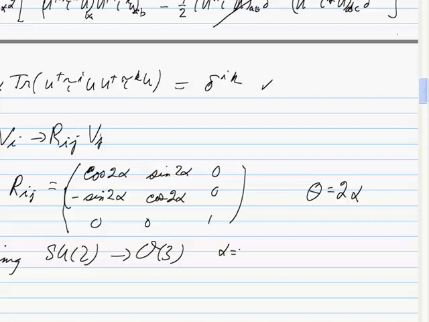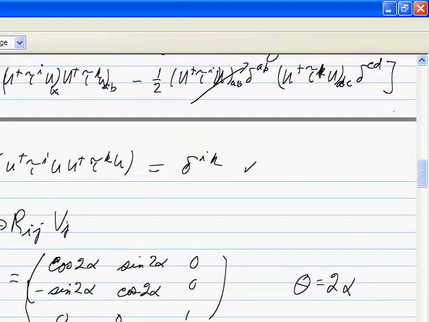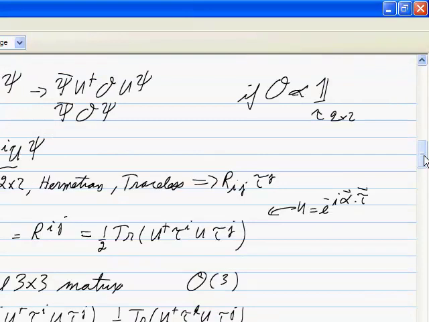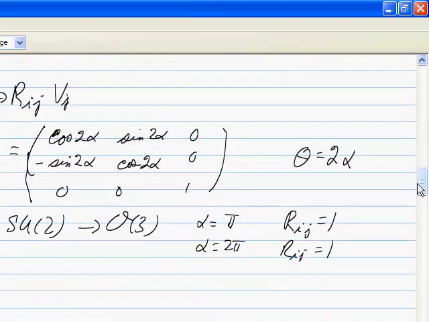If alpha is pi, R_ij is equal to 1. If alpha is 2 pi, R_ij equals 1. But U's are not identical. Basically U in one case is plus 1 and the other case is minus 1. So you've got this twofold mapping. But since R involves two U's, U going to minus U doesn't change it. Okay?